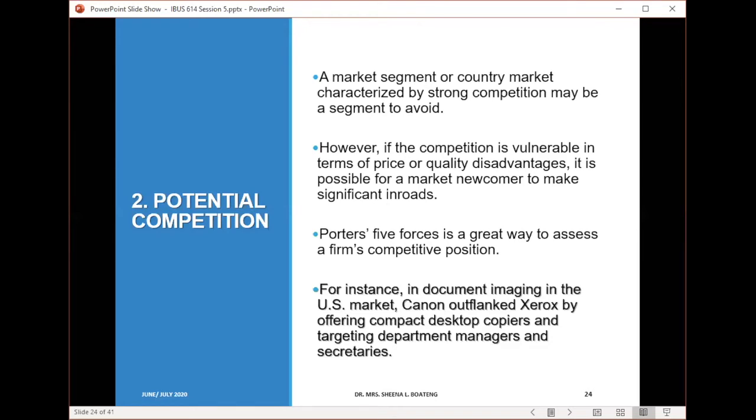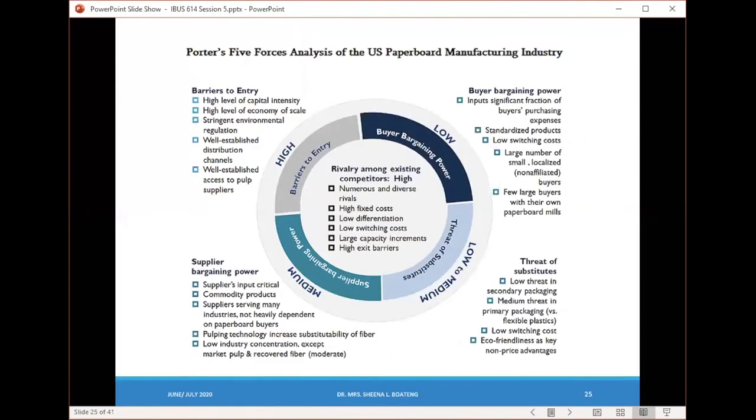Now, to be able to assess the competitive environment in a given market, we can use one of the timeless frameworks that we have been using to analyze the marketing environment, which is Porter's 5 forces, right? And this tells us the main 5 forces that are at play in the market and how we can analyze them to determine our position going in and whether or not we will be able to survive in that market segment. So this is an example of a Porter's 5 forces analysis for a US paperboard manufacturing industry, right?